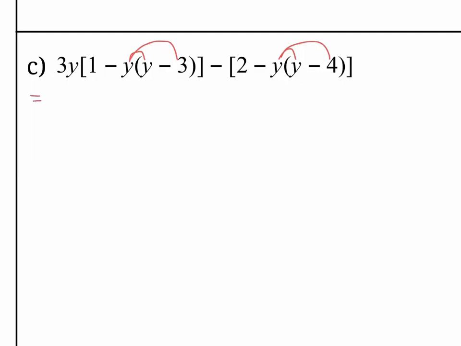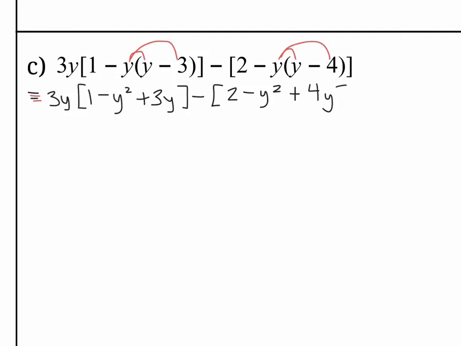So on the left side, we have 3y, and inside the bracket, we have 1 minus y times y, which is going to be y squared. So we have negative y squared. Negative y times negative 3. So don't think this is y times negative 3. It's negative y times negative 3. So negative 1 times negative 3 is going to be positive 3 and then y. In the other bracket, we have a similar situation. We have 2 minus y times y is negative y squared. And negative y times negative 4 is going to be positive 4y. Don't mess that up.